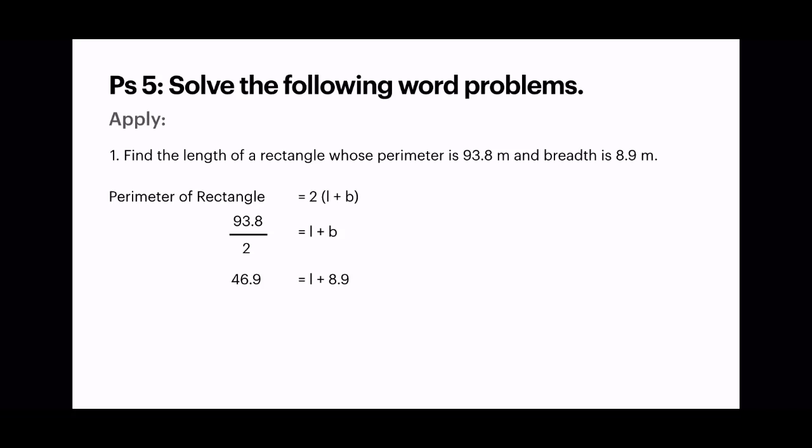46.9 is equal to length plus the breadth, which is 8.9. Now 46.9 minus 8.9 is equal to the length, which is 38 meters. So the length is 38 meters of the given rectangle.